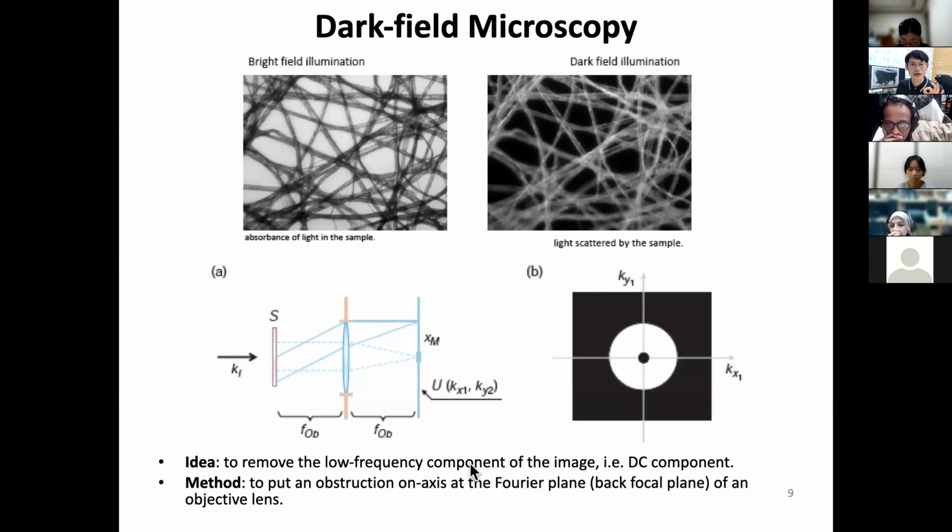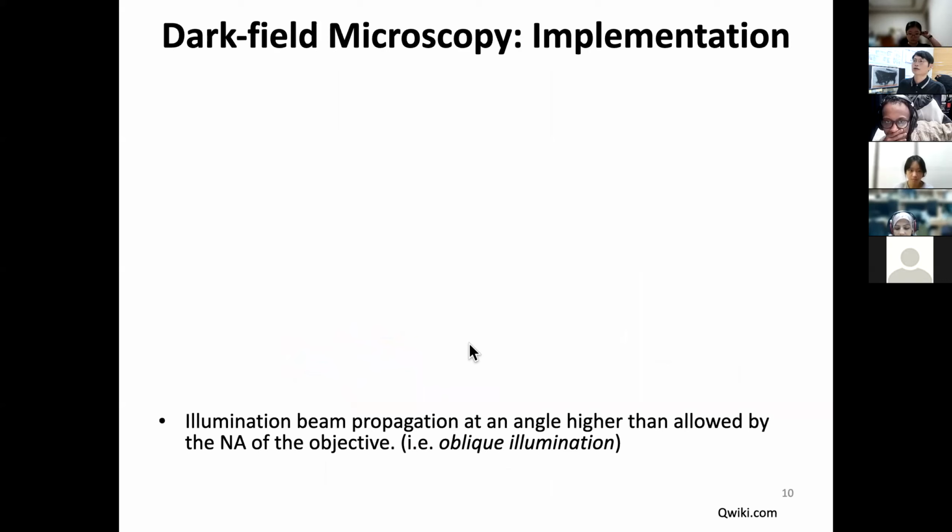And how can you do that? A good idea is you put an obstruction on-axis at the Fourier plane, which we call the back focal plane of an objective lens. So I'll get back to this one again. All right, so this is a good idea.